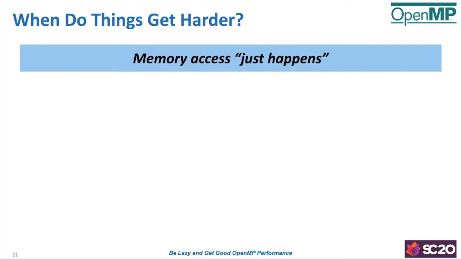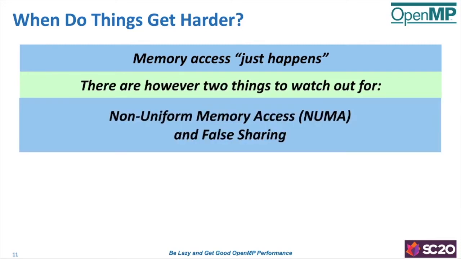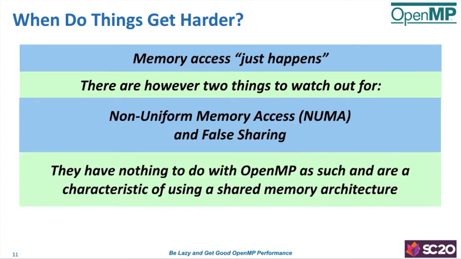The good thing about OpenMP is that memory access just happens. You need access to a variable A, you'll get it. The system will take care of it. So that's really good. There are two things to watch out for as you access your data. They're called non-uniform memory access, NUMA for short, and false sharing, and I'm going to explain them in the next couple of slides. Before I do that, I want to explain that both have nothing to do with OpenMP.